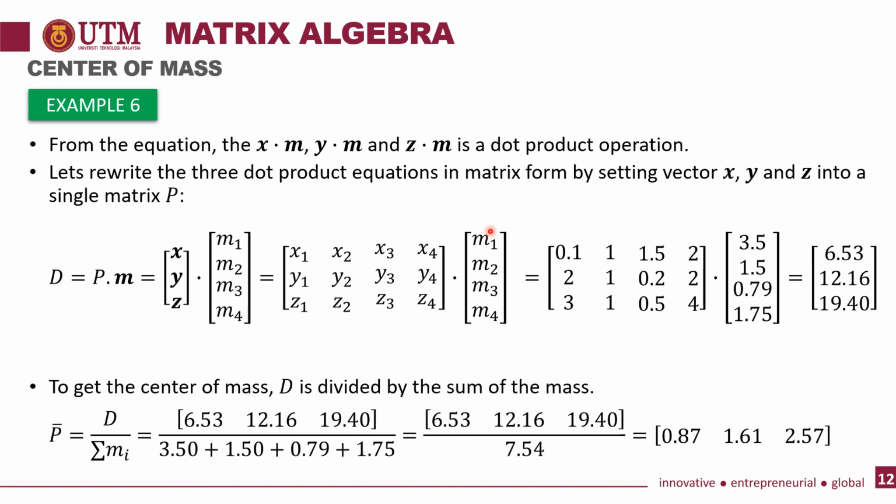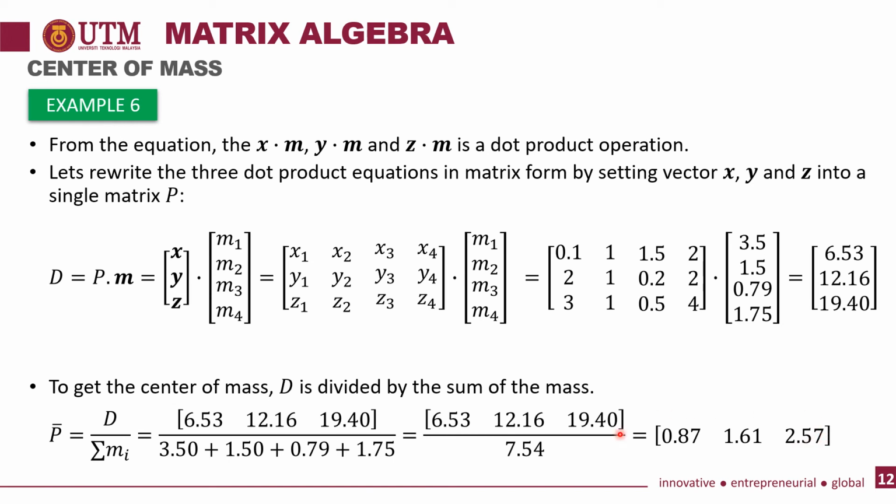We want to compute manually by using mathematical rules. This is the first matrix and this is the second matrix. We compute the dot product and you will get this answer: this is for x, this is for y, and this is for z. To get the center of mass, it must be divided by the sum of mass. Then you will get the final answer of 0.87, which is the center of mass for the x coordinate, 1.61, which is the center of gravity for the y coordinate, and the last one is 2.57, which is the center of gravity for the z coordinate.